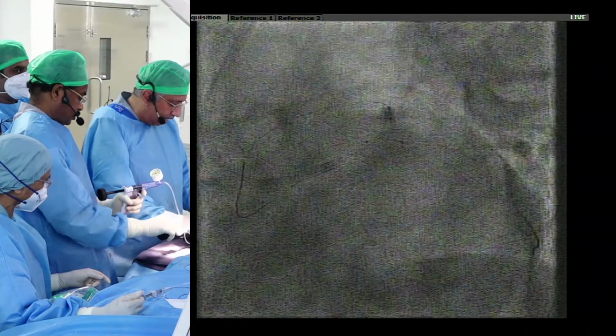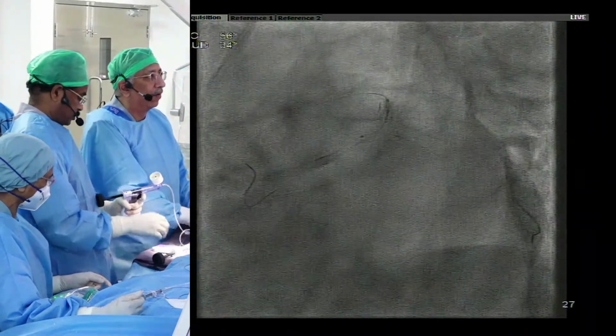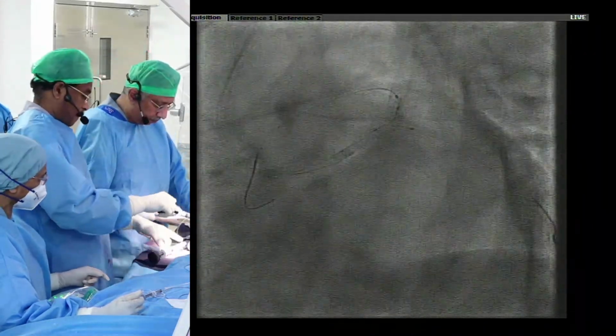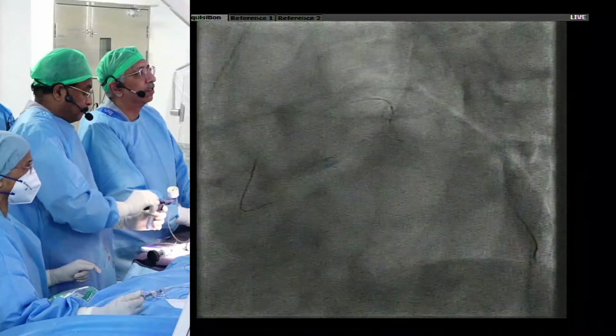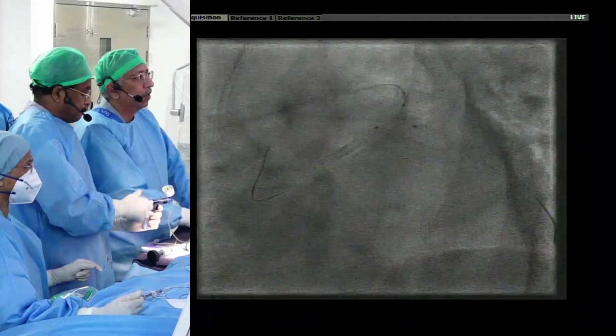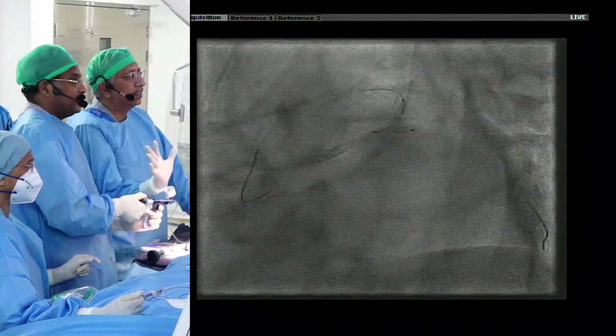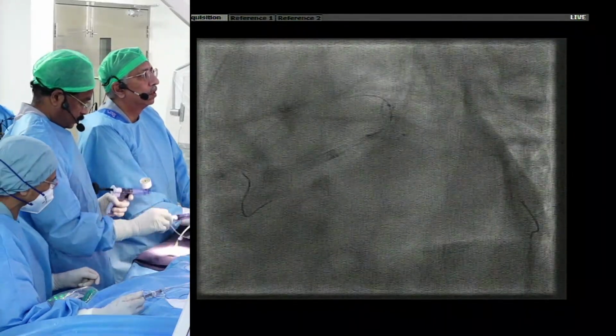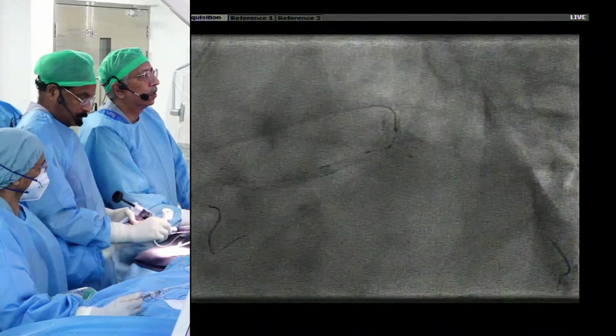Can we have the fluoro please on the main thing? Dilate the circumflex. Don't confuse ACS, I think we benefit tremendously because it's a lot about length of stent. Like even the RCA, I was surprised with the length of the stent. I think it was angio driven only.